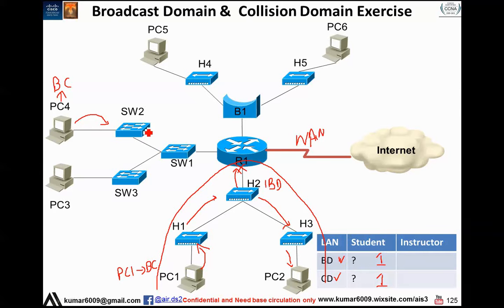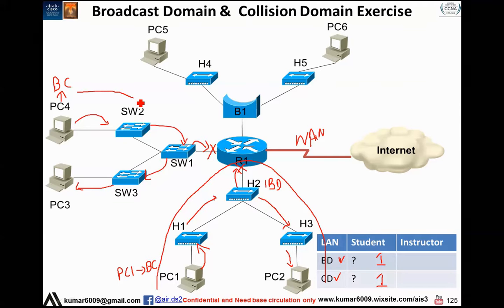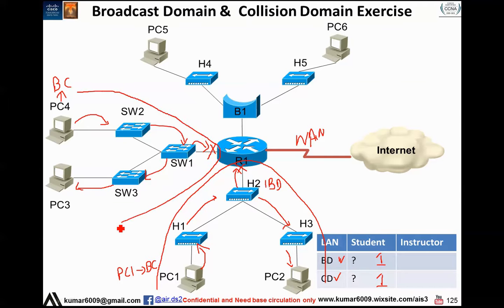Now see this example, PC4 is giving a broadcast. PC2 is receiving it, SW2 is receiving it, and SW2 will send that to SW1. SW1 sends it to the router. Now, as you know, the router blocks the broadcast traffic, so this got blocked here. So this will become your second broadcast domain. Okay? So you will understand this?